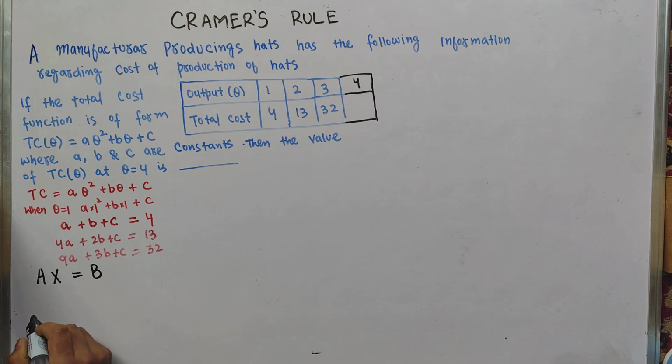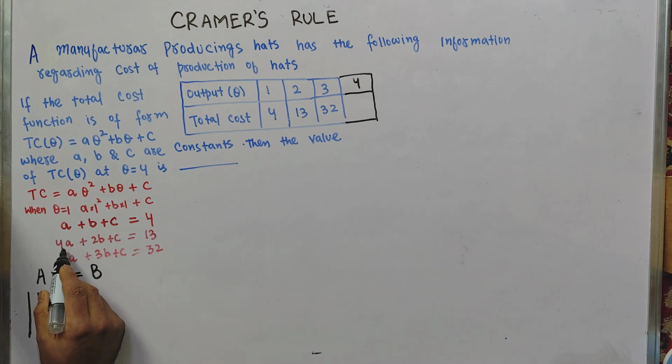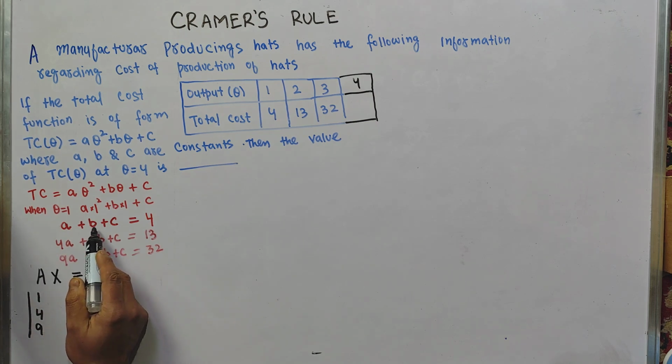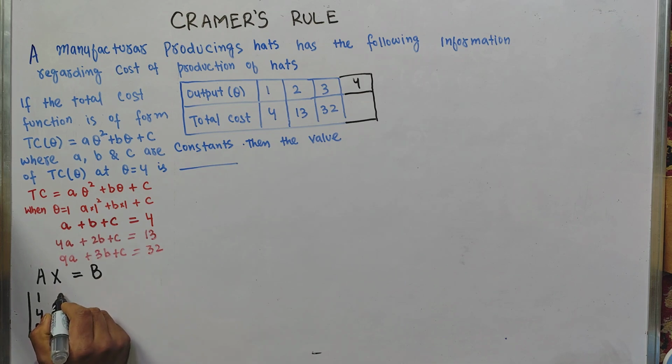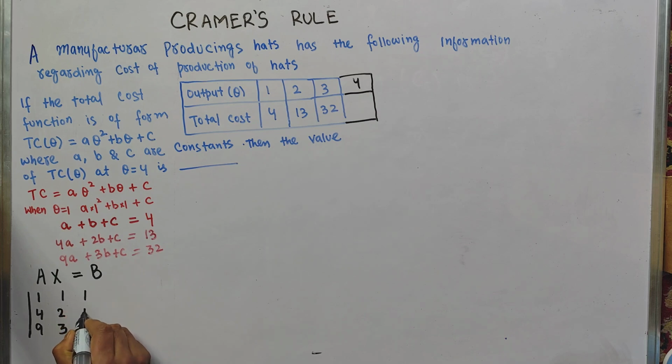So A is the coefficient matrix. The coefficients of A, B and C denote the coefficient matrix. So the coefficient of A in the first equation is 1, in the second equation it is 4, in the third equation it is 9. Similarly, the coefficient of B in the first equation is 1, in the second equation it is 2, and here it is 3. And then the coefficients of C are the same, that is 1, 1 and 1. This denotes our coefficient matrix.